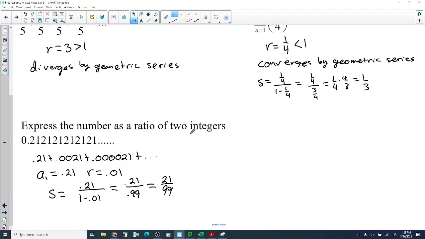Express a number as a ratio of 2 integers. So we can break this up into 0.21 plus 0.0021 plus 0.000021, and so on. Well, a sub 1 is 0.21. R is 0.01. That's what we're multiplying by to get the next term. So here we have a sub 1 over 1 minus r, and that's going to be 0.21 over 0.99. And then if you multiply the top and bottom by 100, you get 21 over 99.